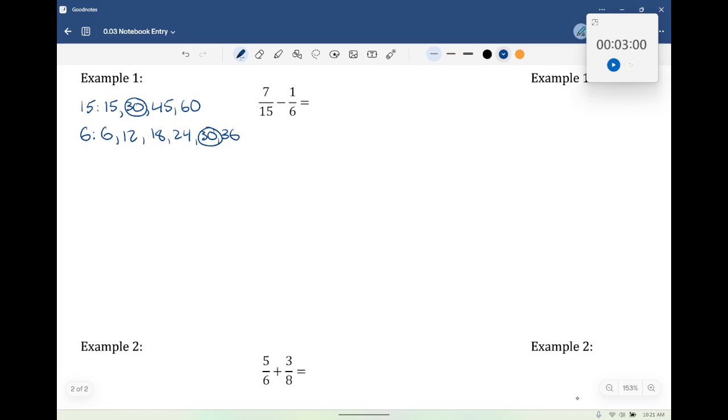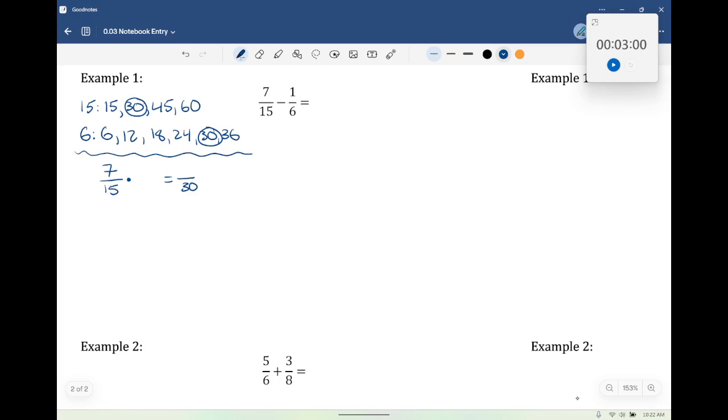Okay. Now then comes the part that we did on the Explore. I know that I have 7/15. I'm actually going to put just a little bit of a line there so I can separate my work. I'm going to have to multiply. We remember that the dot's multiplication, right? Good? Okay. I'm going to have to multiply by something to get my denominator to 30.